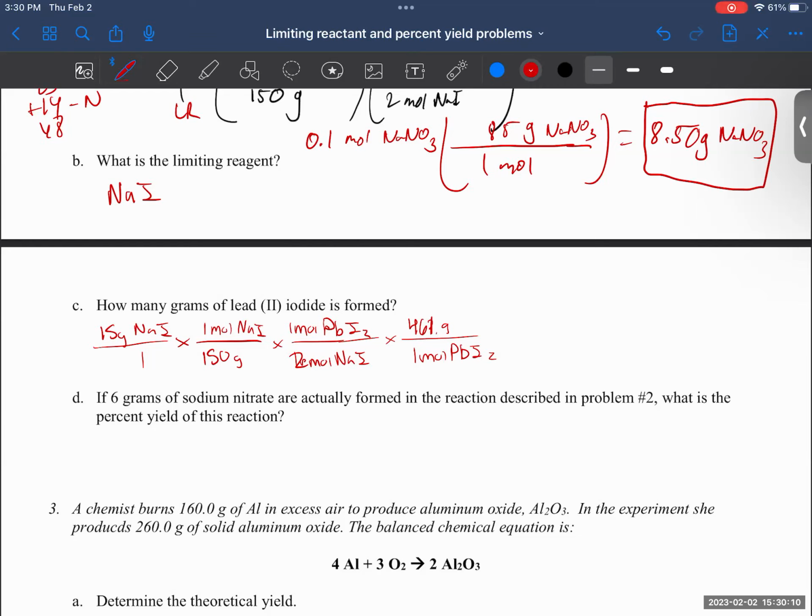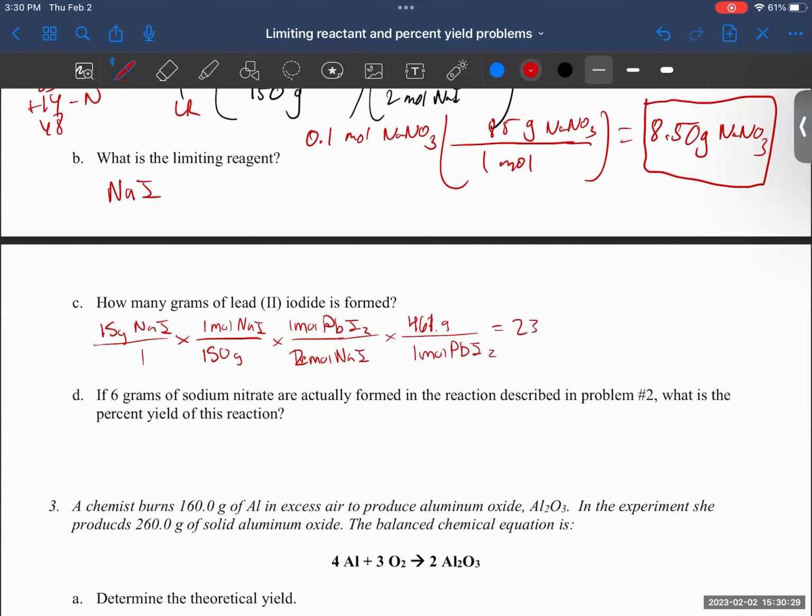Times 460. Sorry, I have to put so much force into the keys to make them register. So 23.05 grams of PbI2. That's it. We're done, right?